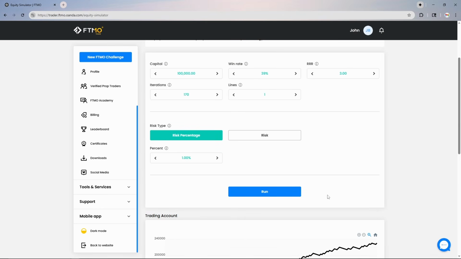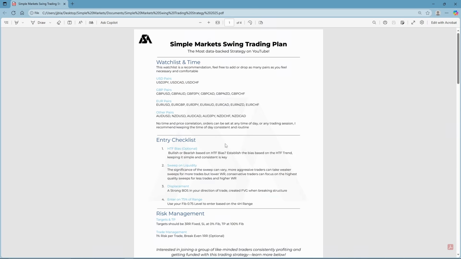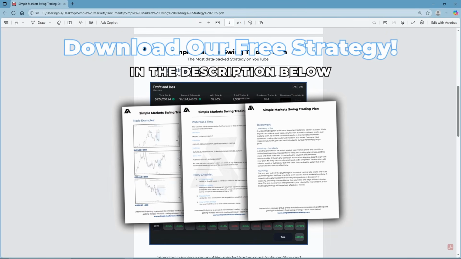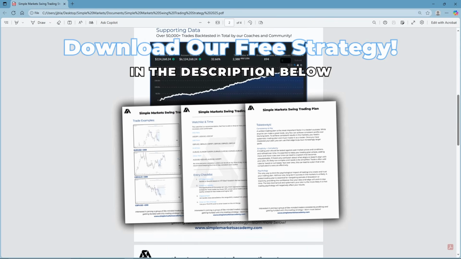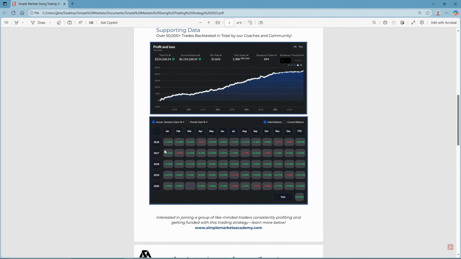Now, the key to understand here is number 1, my win rate is very, very high, but I do take a lot less trades. I'm more conservative compared to a lot of traders in my community. Now, if we go back to our document here with the strategy, we do have some newly embedded images in here just to show some example data.